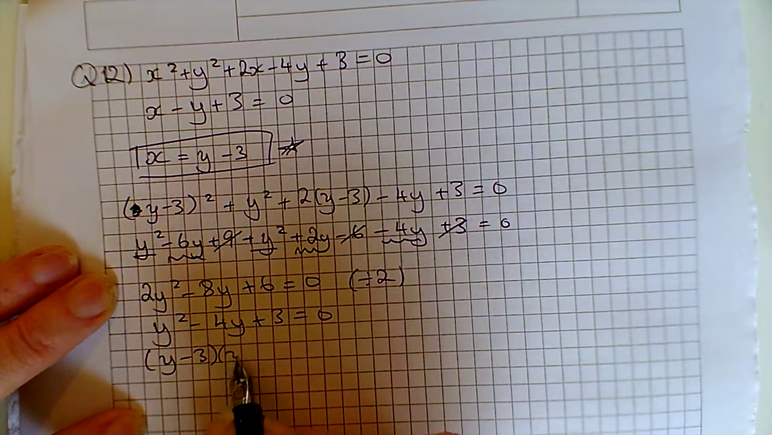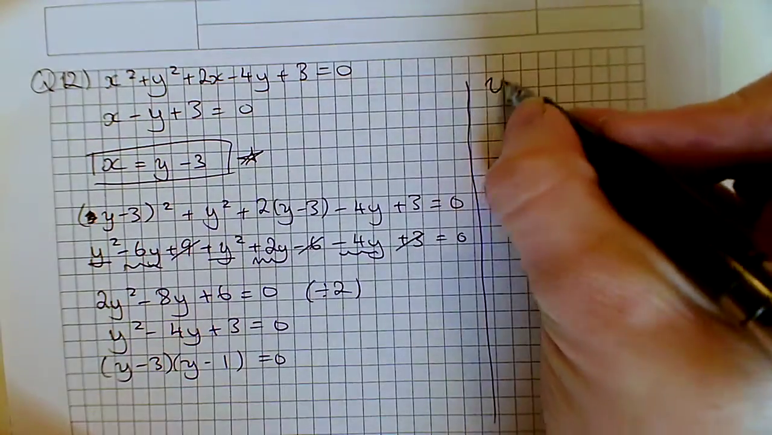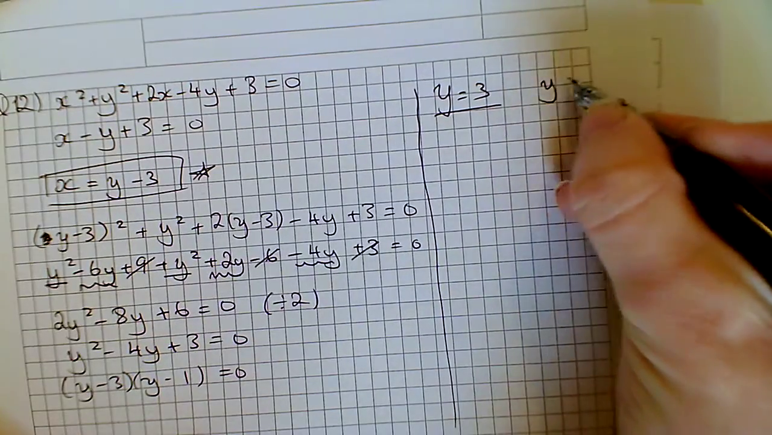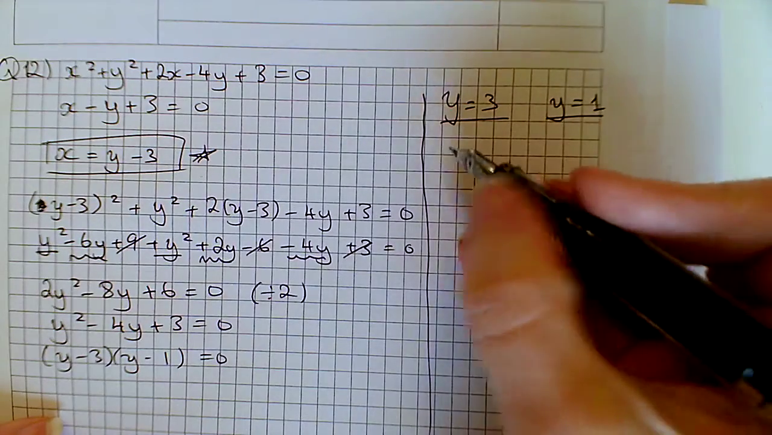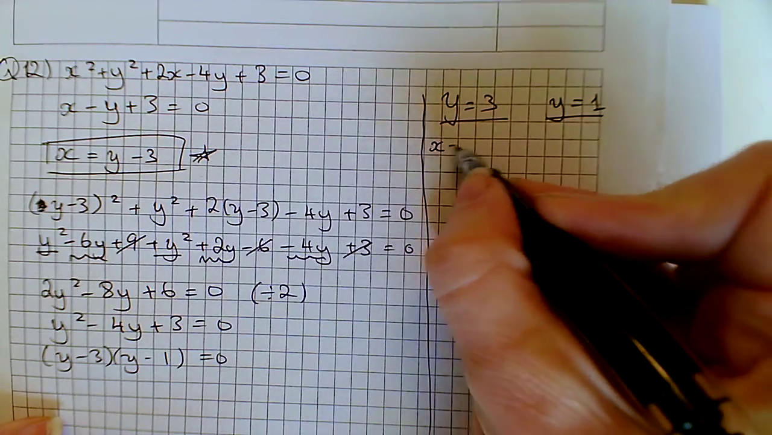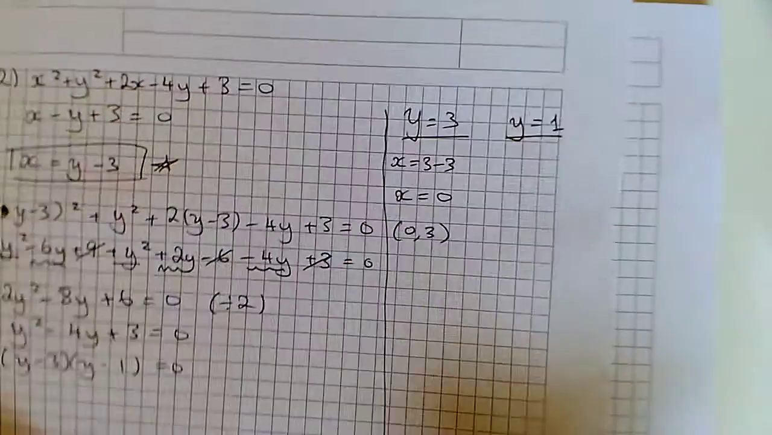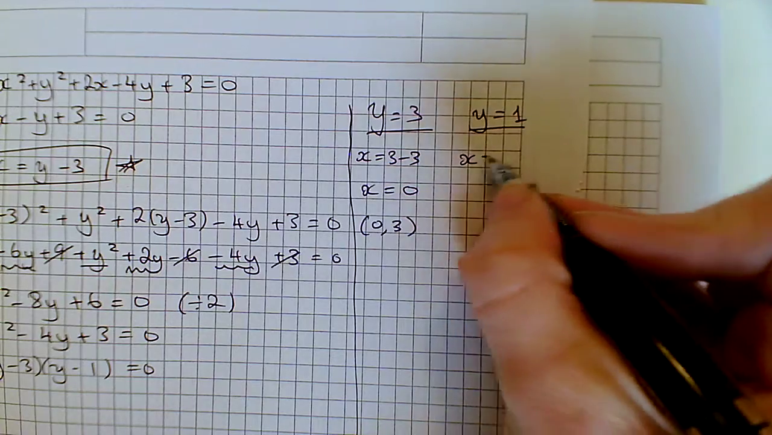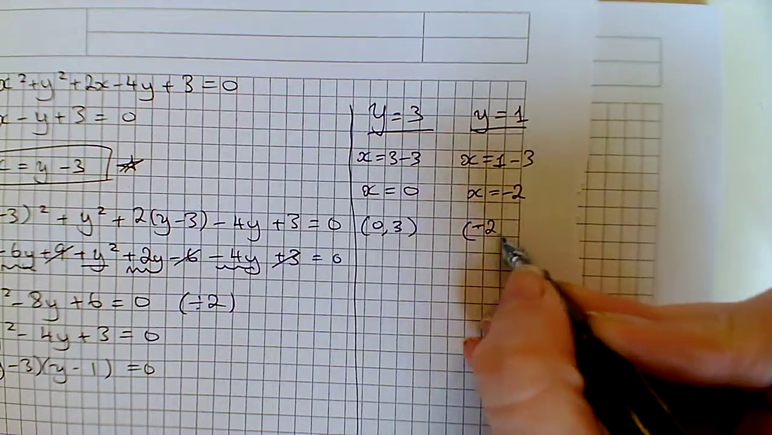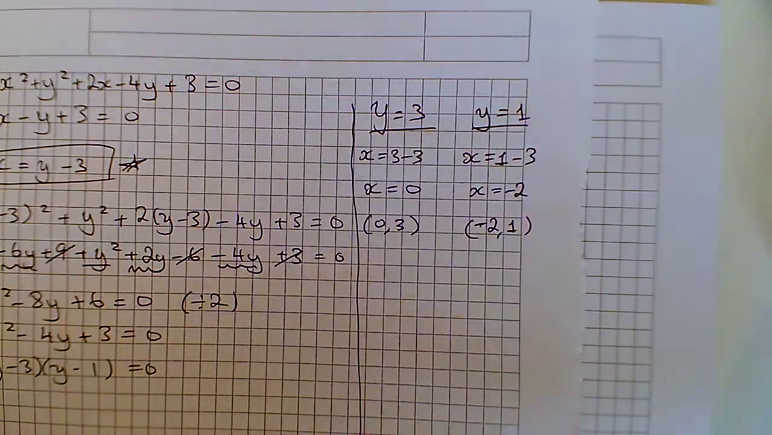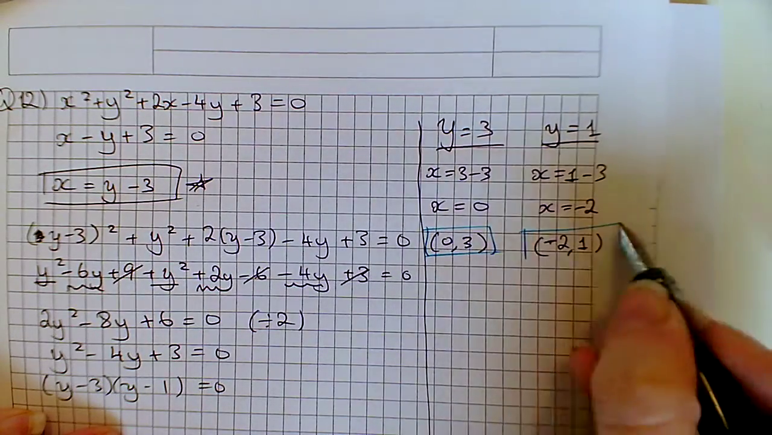So I've got (y minus 3)(y minus 1) as my two factors, and the values for y are y equal to 3 or y equal to 1. And then we sub back into the star equation, so when y is 3, x is 3 minus 3, so x is 0, giving us the point (0, 3). When y is 1, x is 1 minus 3, so x is negative 2, giving us the point (minus 2, 1). Those are my 2 points of intersection of this line and this curve.